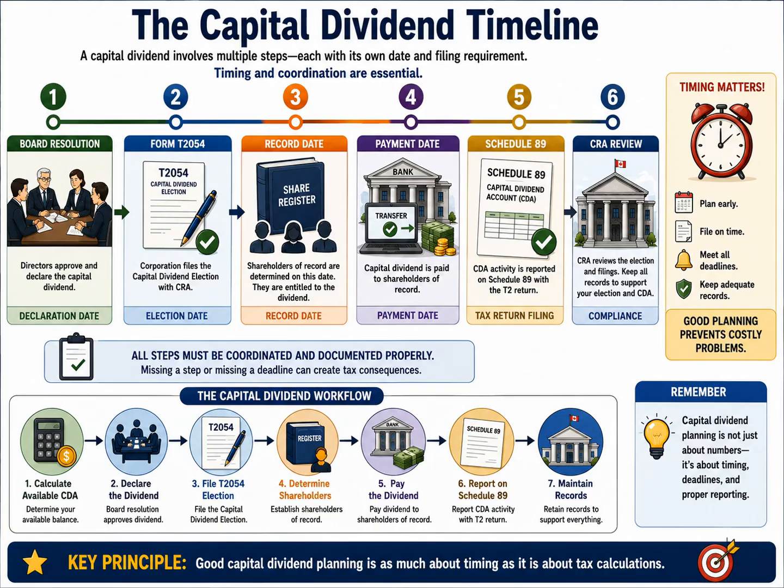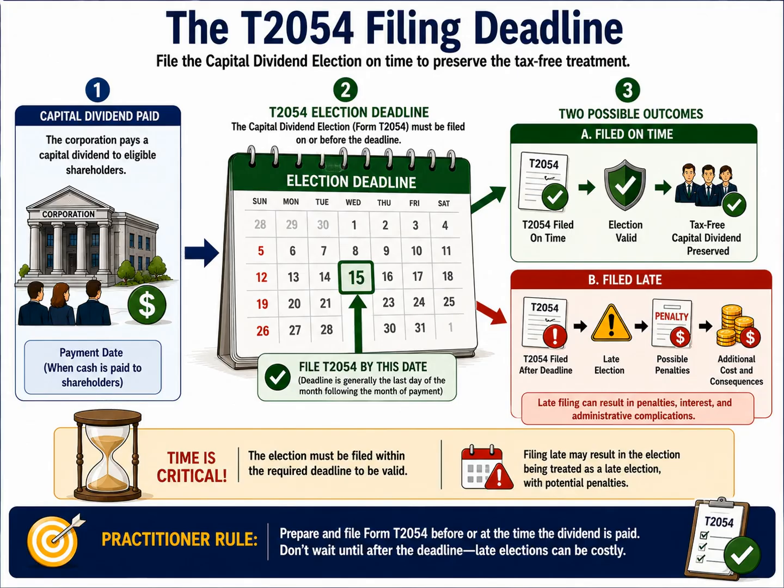In the next slide, we'll focus specifically on the filing deadline for Form T2054 and see what can happen when the election is filed late. Now that we've seen the overall capital dividend timeline, let's focus on one of the most important compliance requirements in the entire process: the filing deadline for Form T2054. Remember, Form T2054 is the election that tells CRA a dividend is intended to be treated as a capital dividend. Without this election, the dividend does not receive capital dividend treatment, and timing matters.